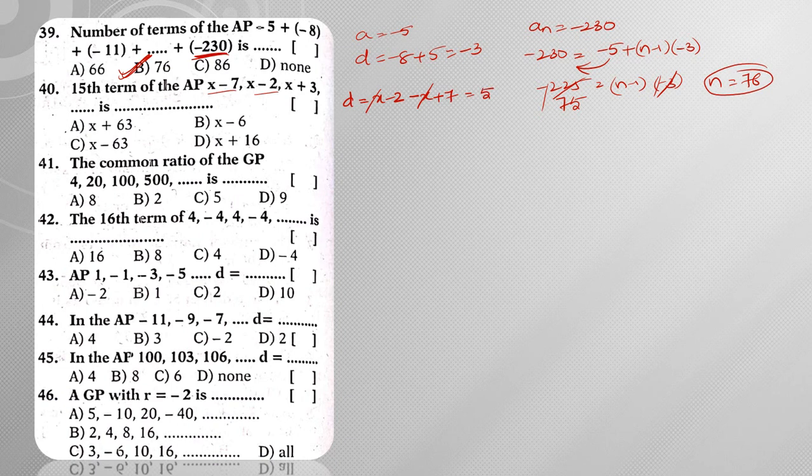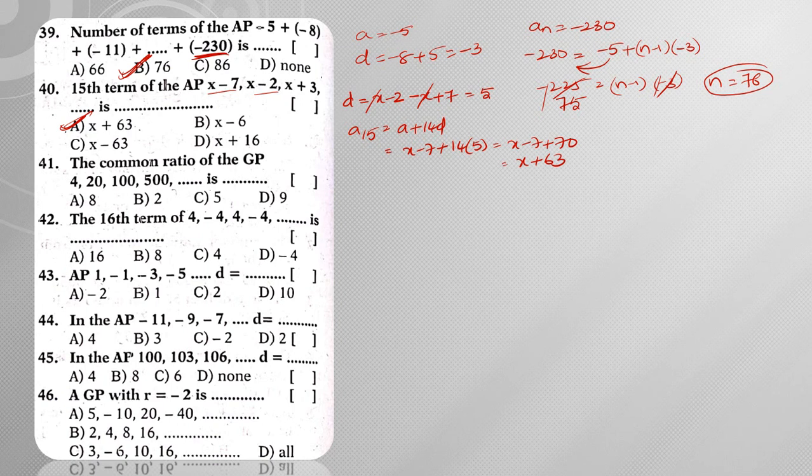Then what is he asking? The 15th term. So the 15th term means A15 is equal to A plus 14 times D. Now what is A here? A is x minus 7 plus 14 times D, which is 5. So 14 5s are 70. So x minus 7 plus 70 gives me x plus 63. Hence the answer is x plus 63.